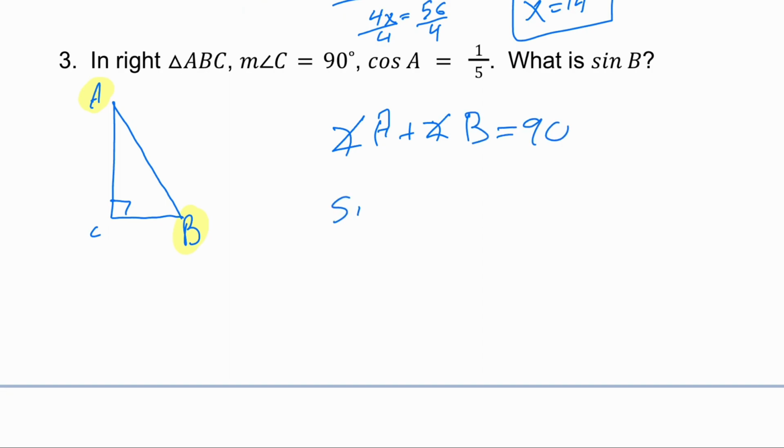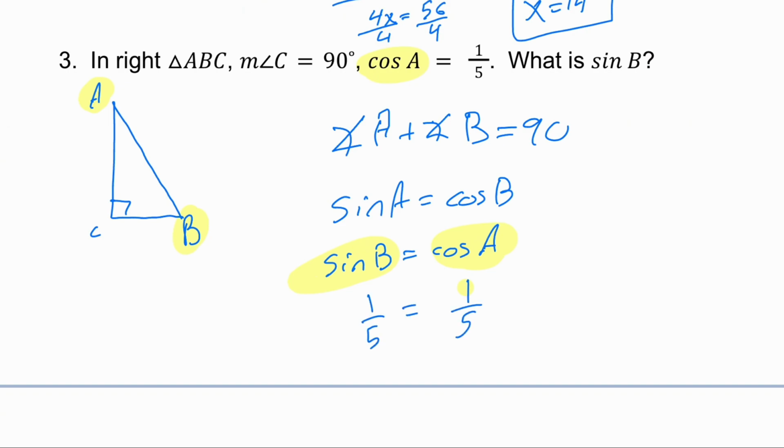So that means the sine of angle A is equal to the cosine of angle B, or the sine of angle B is equal to the cosine of angle A. They're giving us the cosine of angle A. So we know the cosine of angle A is going to have to equal the sine of angle B. Since the cosine of angle A is 1/5, that means the sine of angle B is also going to have to be 1/5. So our answer would be 1/5.